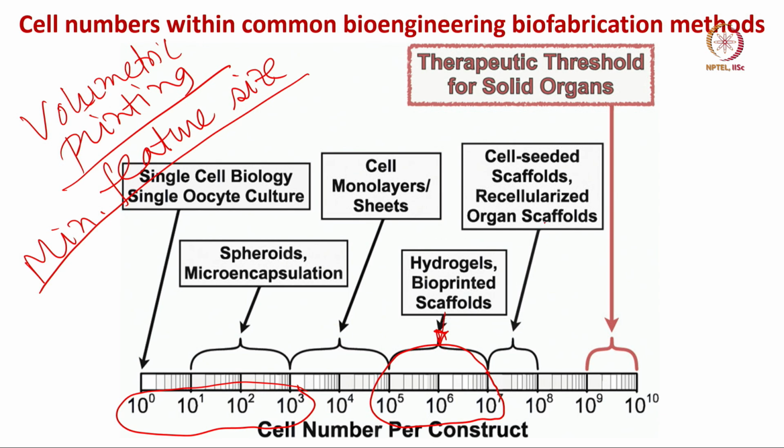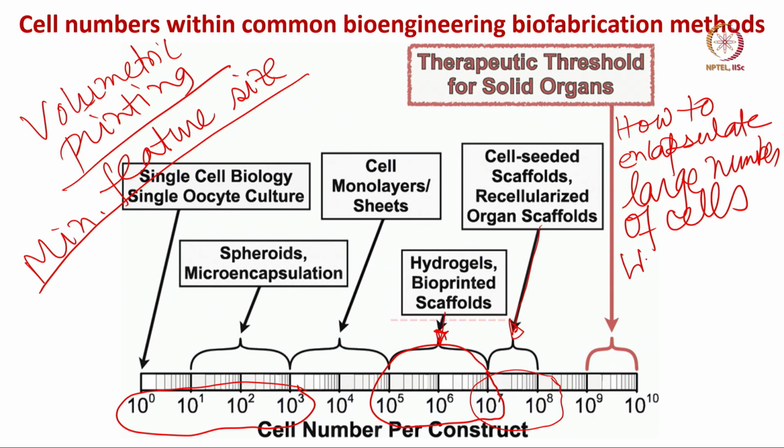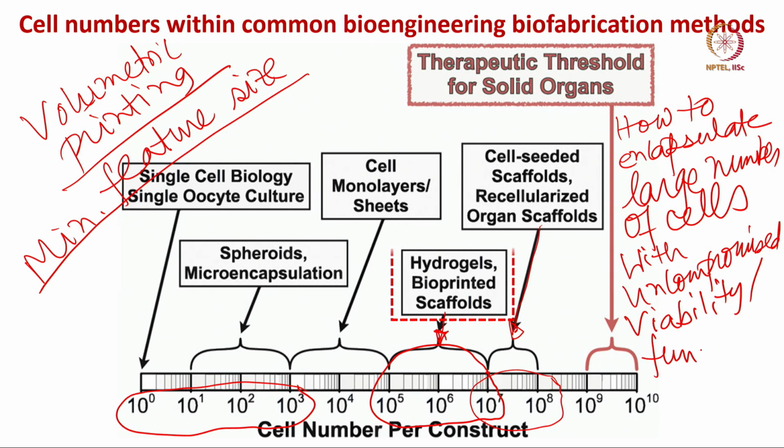And in recellularized organ scaffolds, like cell seeded scaffolds or recellularized organ scaffolds, you can go up to 10 to the power 7 to 10 to the power 8 cells. So the challenge remains how to encapsulate a large number of cells with uncompromised viability or functionality.